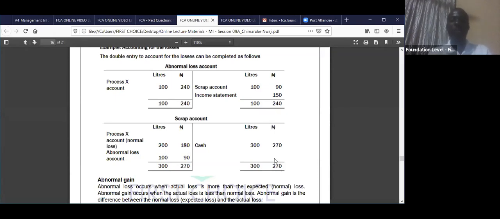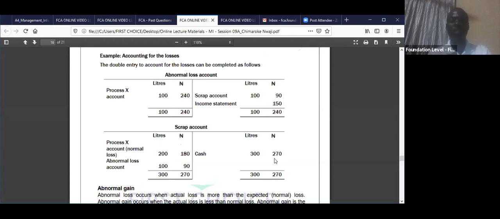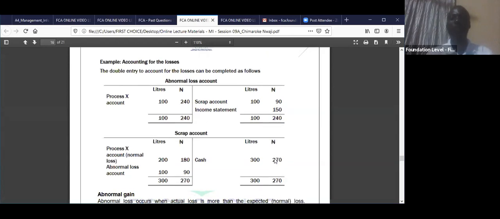Okay, so far so good. We have taken up to abnormal loss. We're not going to take abnormal gain today. So we are going to look at only abnormal loss. We looked at the scrap account, we looked at the good account, we looked at the recovery, when there's recoverable value and when there's no recoverable value. This process costing is very wide and interesting.